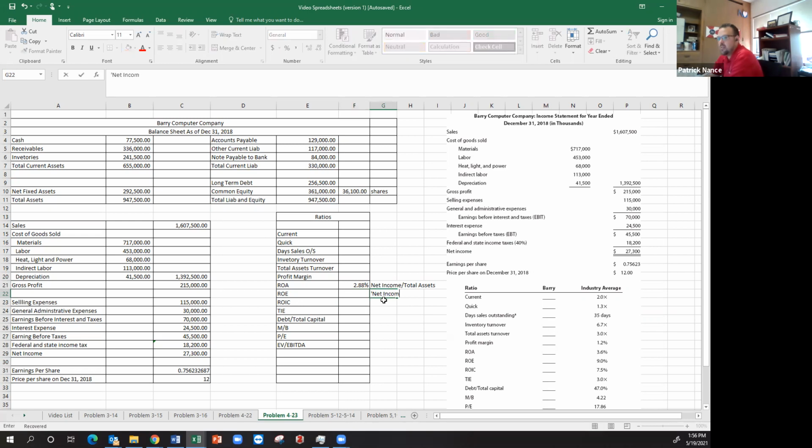Okay, ROE, return on equity. That one is net income divided by common equity. So net income divided by common equity, 361,000. So this is how much I'm returning on the equity in the business, returning on my ownership rights in the business. ROIC is return on invested capital, and that one is EBIT times 1 minus the tax rate divided by the total invested capital.